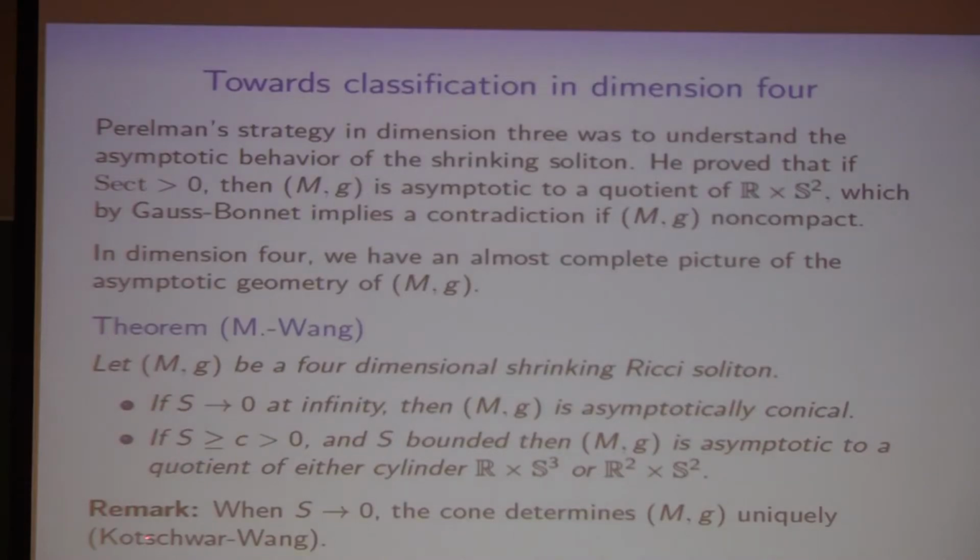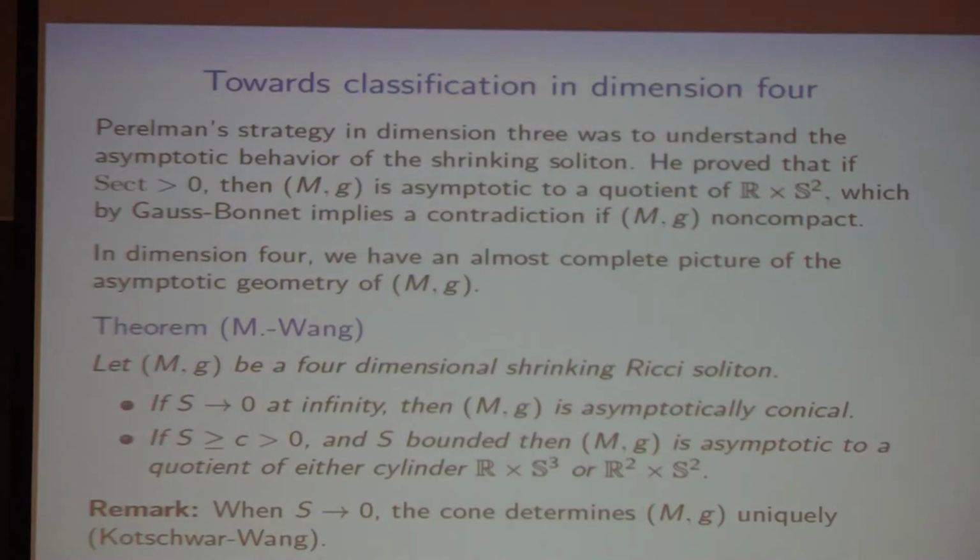And there's work by Kotschwar and Wang, which he will talk about on Friday, that at least according to the title, if the cone is the same for two shrinking Ricci solitons, then the solitons must be isometric to each other. So that's why I say towards the classification, because it at least gives you some hope that, in this setting, if you can classify or understand possible cones, then you're in good shape.